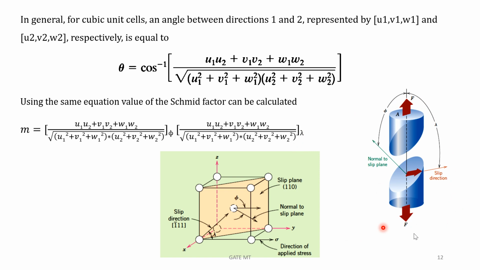Whenever we are studying the Schmid factor, you might be familiar with this kind of diagram. That is, a material is being pulled in a particular direction, and there will be a slip plane. There is a normal to the slip plane, and there is the slip direction itself. So based on these two values, phi is the angle between the applied direction and the normal to the slip plane, and lambda is between the applied direction and the slip direction. So based on that, we have to calculate the value of phi and lambda.